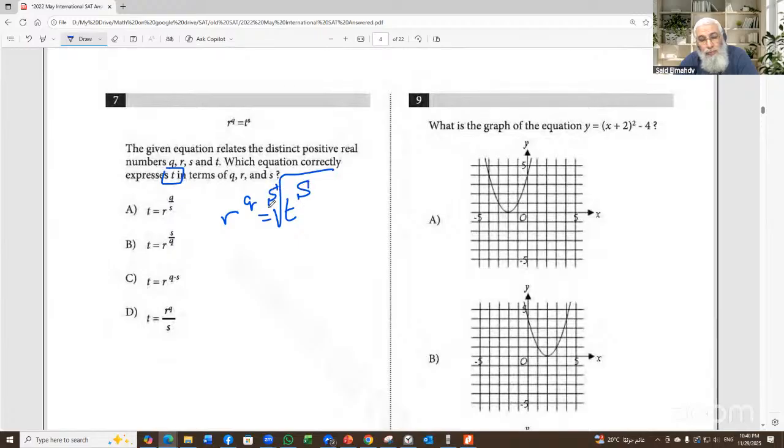So apply the S root to both sides of the equation. The S root eliminates or cancels out power S. So now T is equal to the S root of R power Q. And this means R power Q divided by S. This is equal to T. So R power Q over S, this is number A.